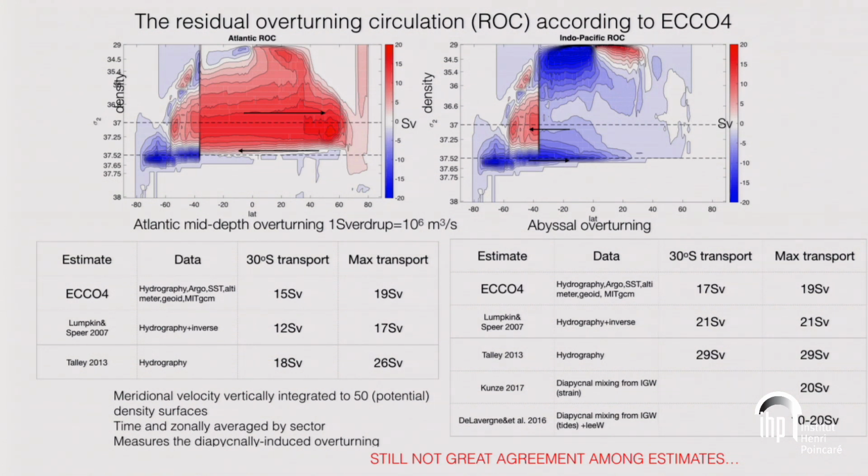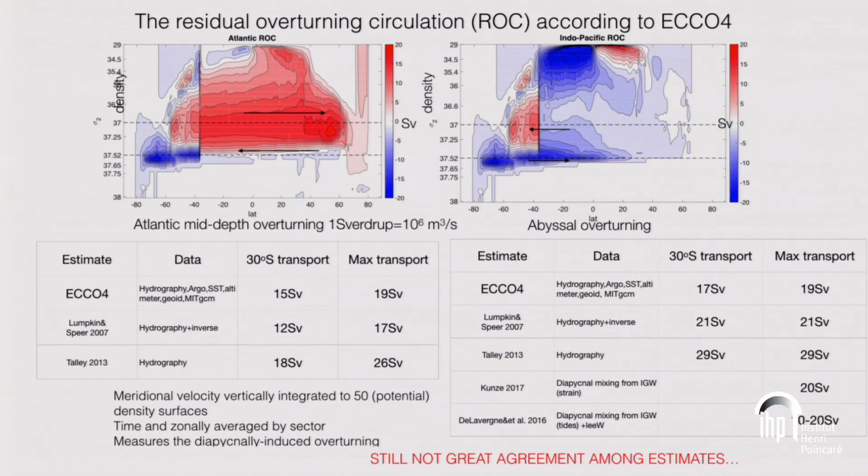But what is important is to see that you have this big mid-depth cell in the Atlantic, which is not in the Pacific. It's just not there. So this circulation is only occurring in the Atlantic, as also proven by the heat transport.